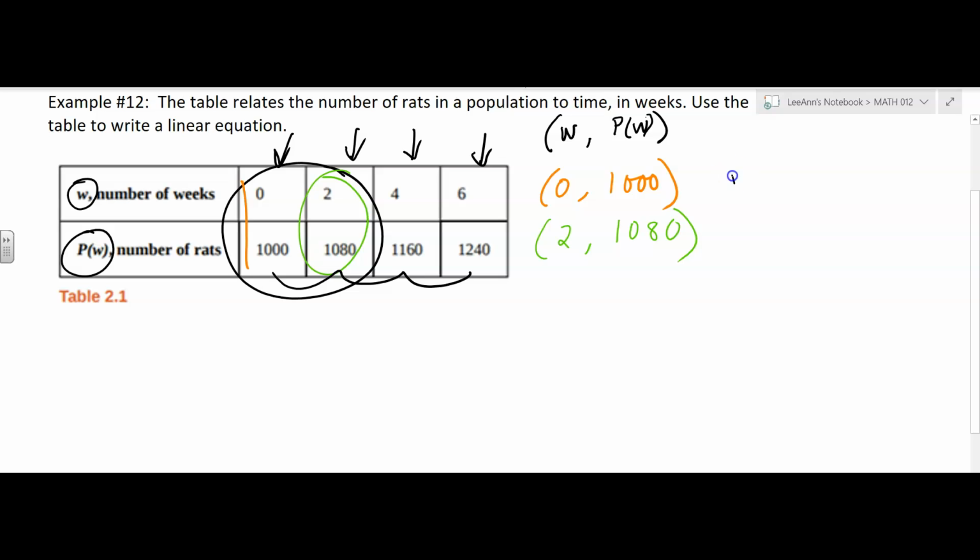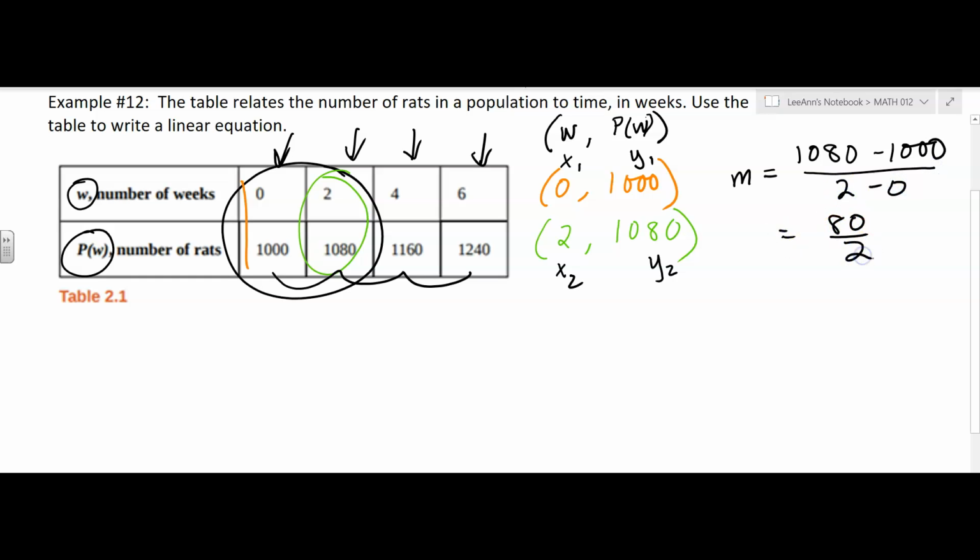So if you wanted to write out the slope formula, it would look like this. I'm going to take this as my y sub 2 and my x sub 2, and this as my x sub 1 and my y sub 1. So it would be 1,080 minus 1,000 over 2 minus 0. That's going to be 80 over 2 because it was 2 weeks. Notice the weeks were going up by 2 as well. So the slope is actually going to be 40.